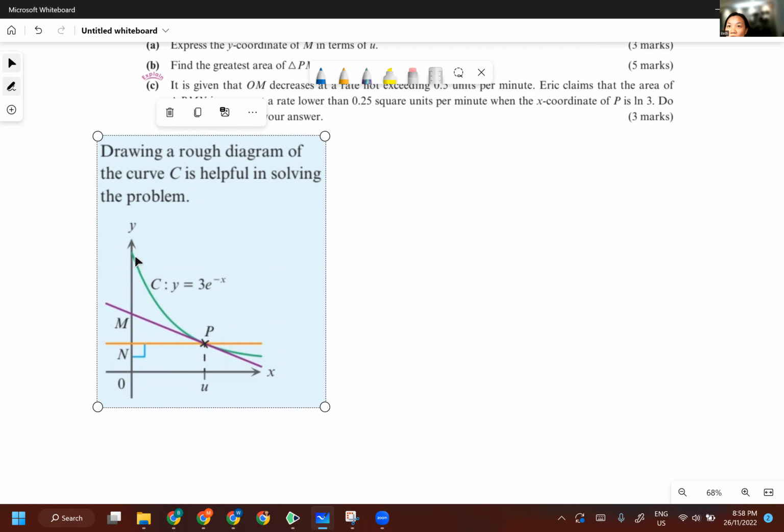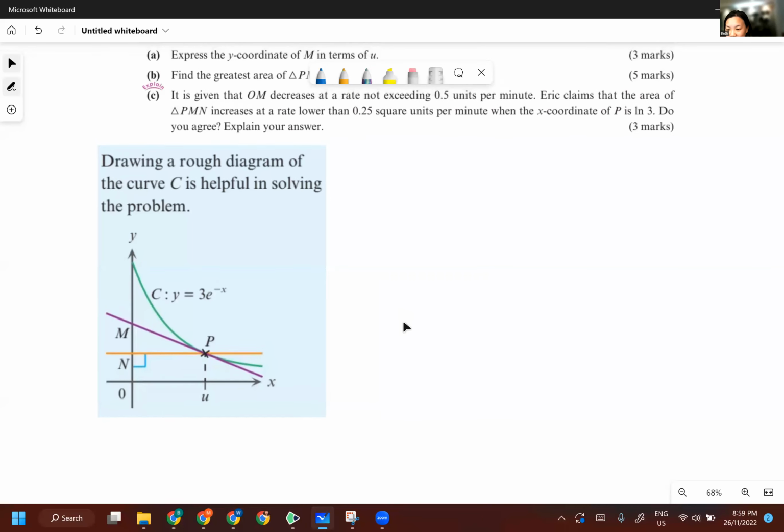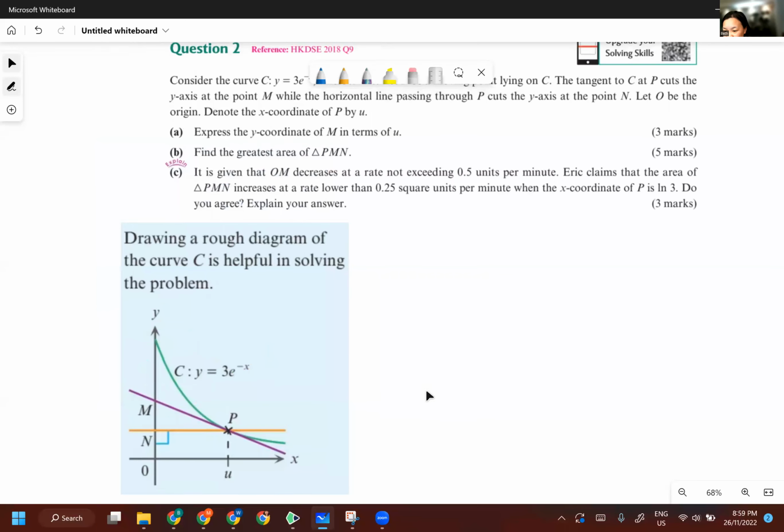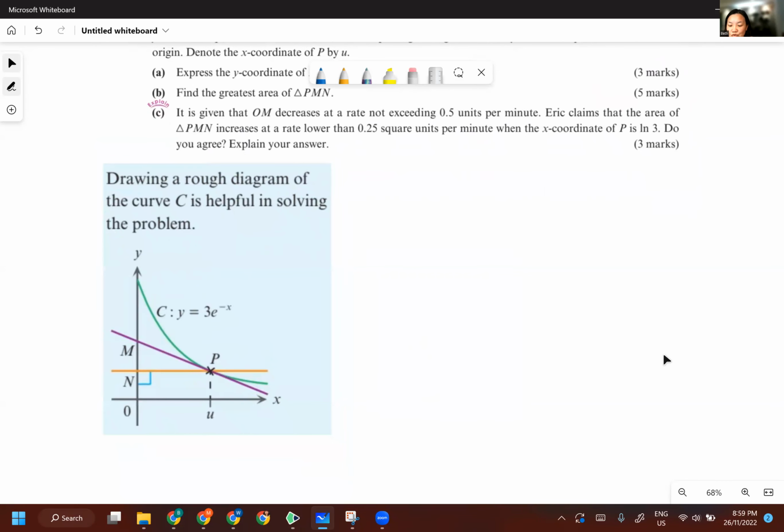Now, I don't draw the whole curve. I just draw the part when x is positive. Now, there is another part on the left, but I don't consider that part, so it's not shown. Look at the screen line. That's the curve. P is on the curve. Okay? The x-coordinate of P is U. So U.